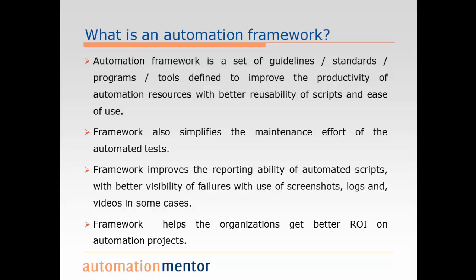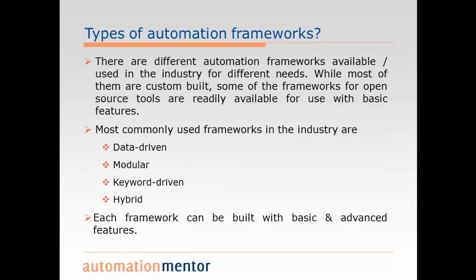So if you implement the right framework for your project, you can speed up the overall test automation effort, you can reduce the maintenance, you can increase the reusability, you can increase the number of iterations, and you get better ROI. So there are different types of automation frameworks for different needs of the project. We can choose the right framework suitable for us. The most common frameworks used in the industry are data driven, modular, keyword driven, and hybrid. And each framework has its own advantage.